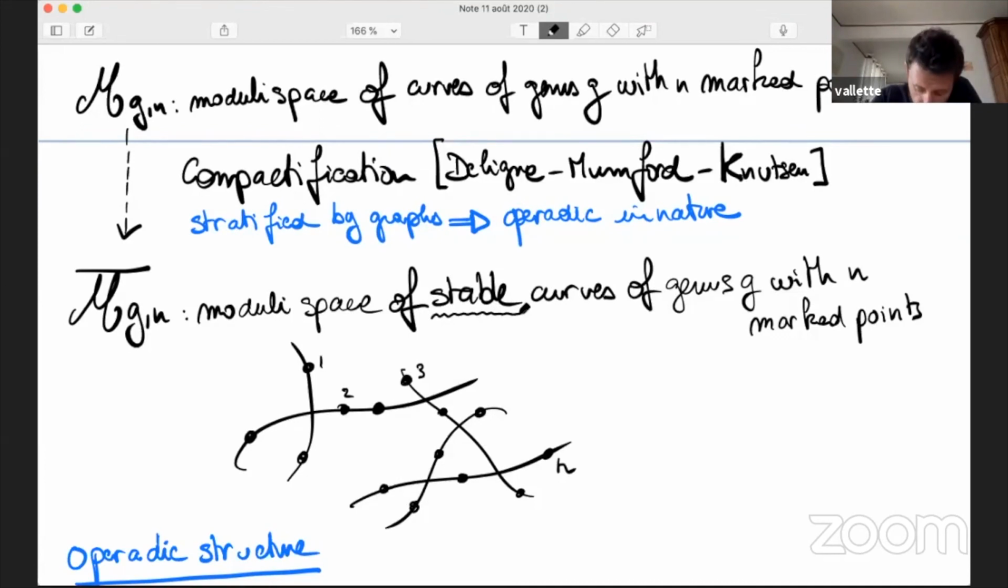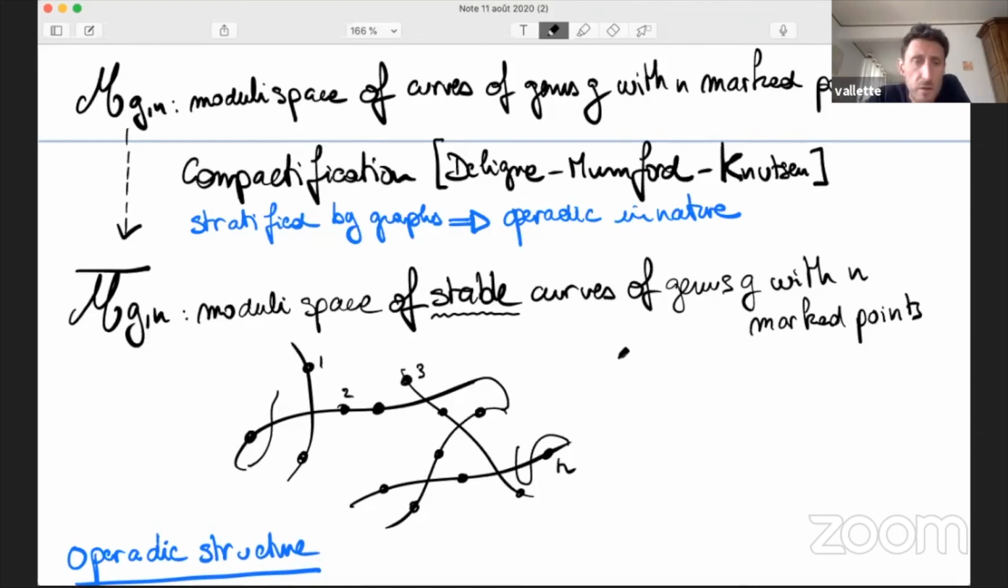So I try to draw a picture. Here you have curves. I should maybe have written curves like this with some genus, and so on and so forth. Then you glue them on some points, and then you forget these marked points. The marked points cannot be on some crossing here. Now if you look at what you're doing here, you have a space which is stratified, and the stratifications are given by graphs. And this compactification is operadic in nature.